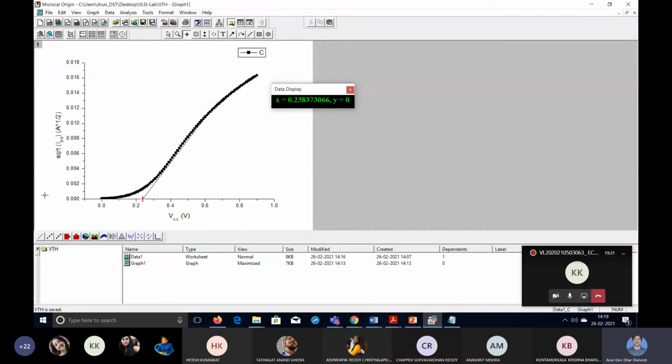So now the Origin explanation is over. I can move to the body effect. Study of body effect.